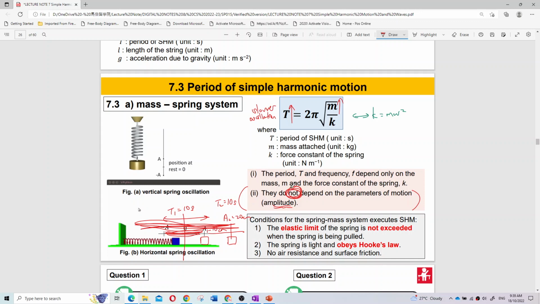Why? Because the formula shows that the period only depends on mass and k. The period only depends on mass and spring constant. The period only depends on mass and k only. No amplitude. Understand? The formula has no amplitude symbol there.